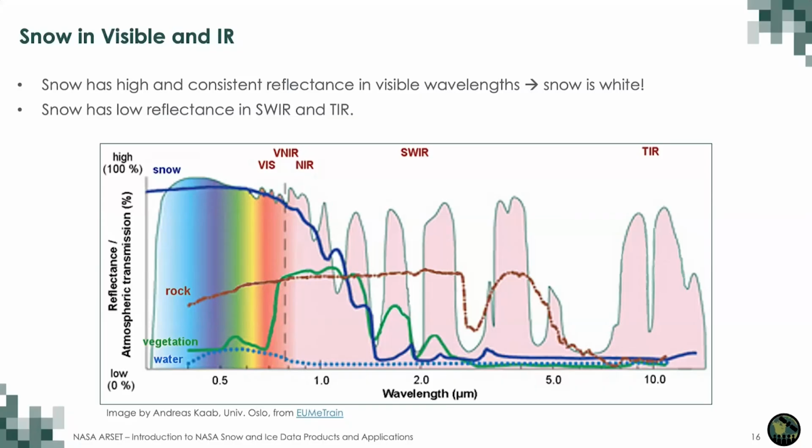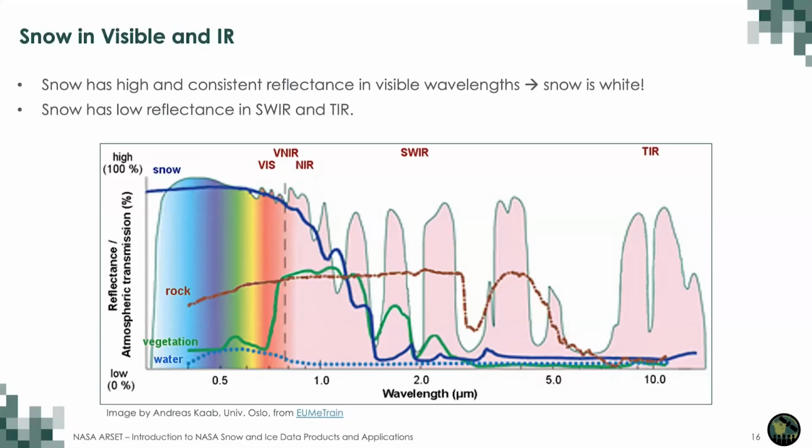It reflects all visible wavelengths pretty much equally, and so that's why you see the white snow. Much more reflective than, for example, the bare ground like rock or vegetation, or liquid water like lakes or rivers. And so you can really see it in the visible range quite well.